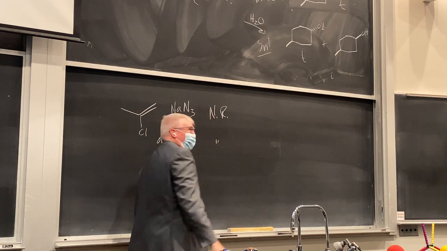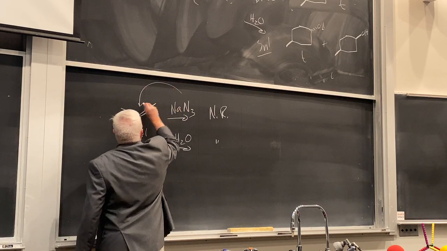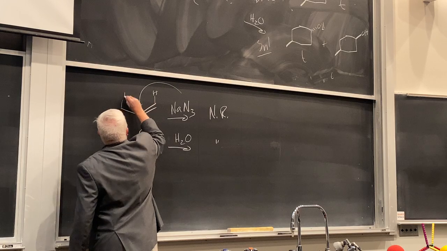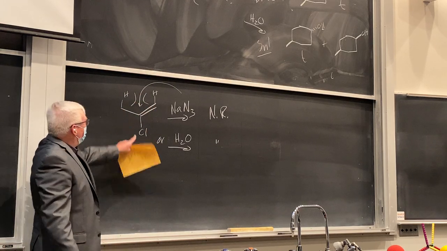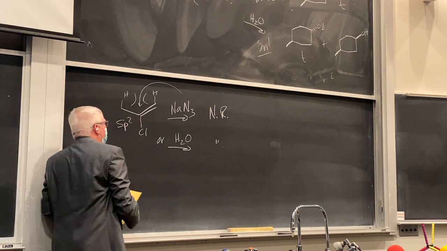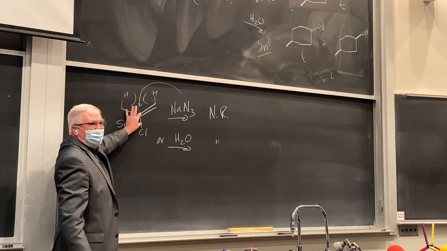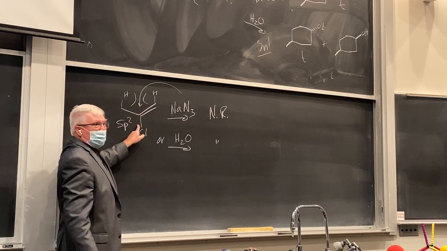Same thing there. Why? Well, we could imagine backside attack here, but look, it's got to get in there past these groups. Plus, what's the hybridization here? It's sp2. That's a much stronger bond. Look at the bond dissociation energies. So it's a combination of the attack being hindered and the stability of the bond.